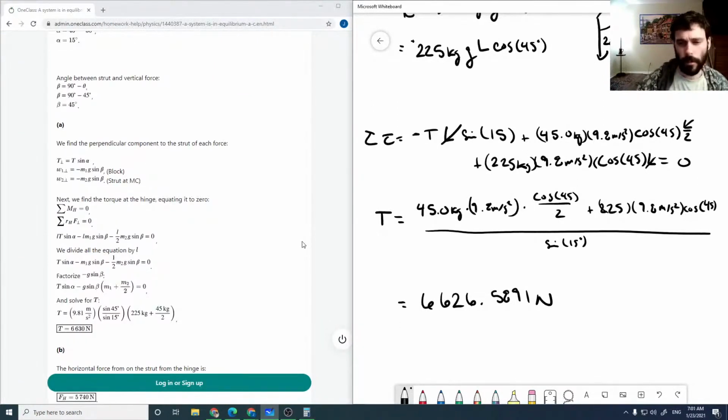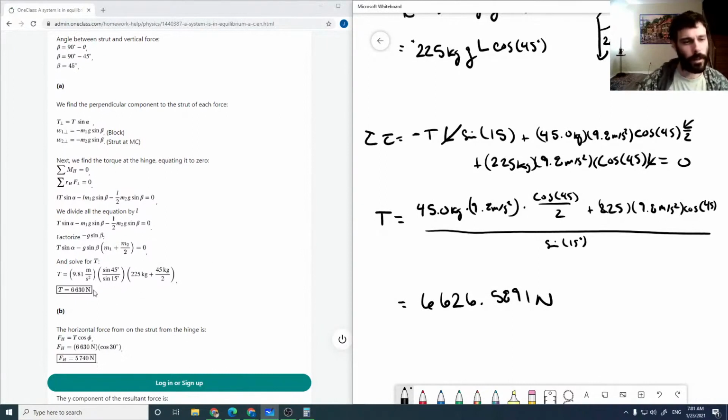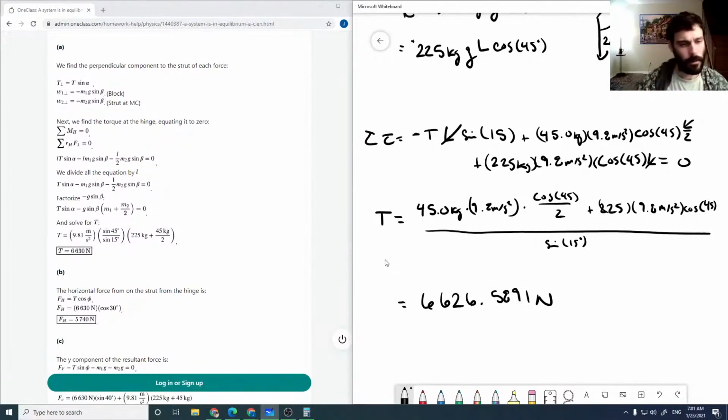And now just double checking here. For part A, so again, we're just using sum of torques, and for sine, we had sine of 15. They use sine of 45, which is not correct. But the funny thing is, sine of 45 equals cos of 45, so it doesn't matter, which is why the numbers come out the same. So that's okay.